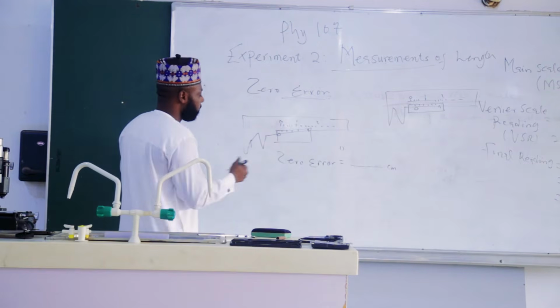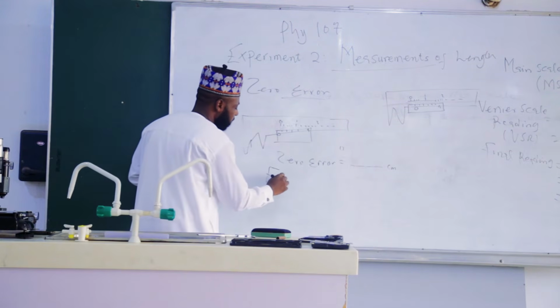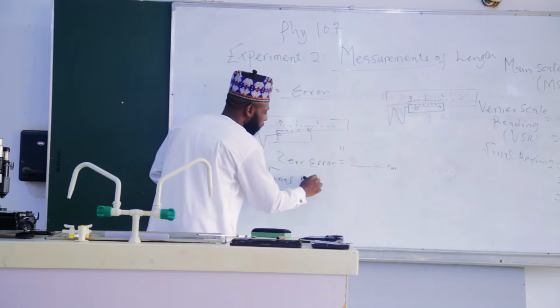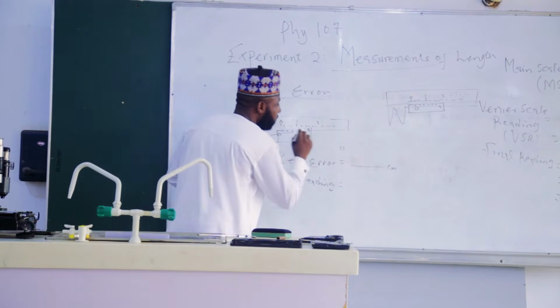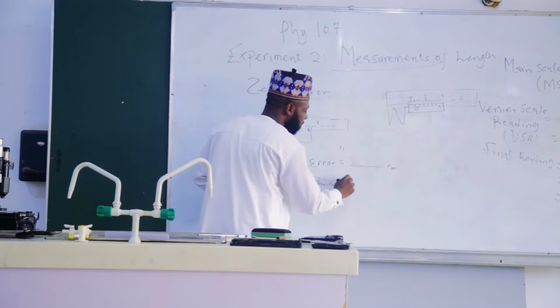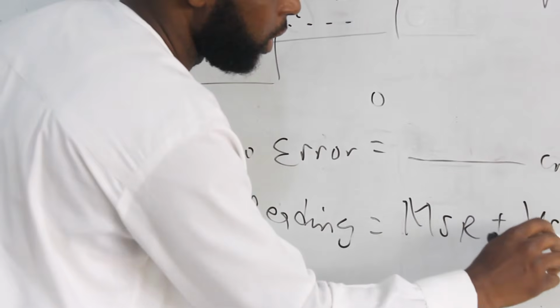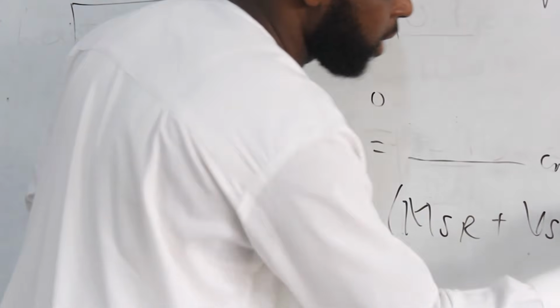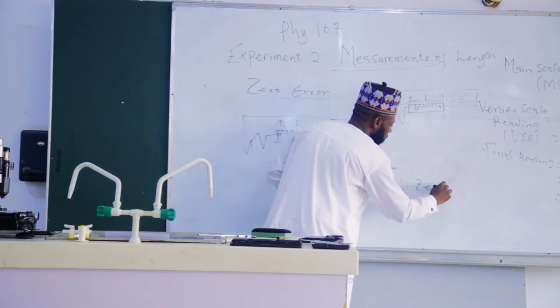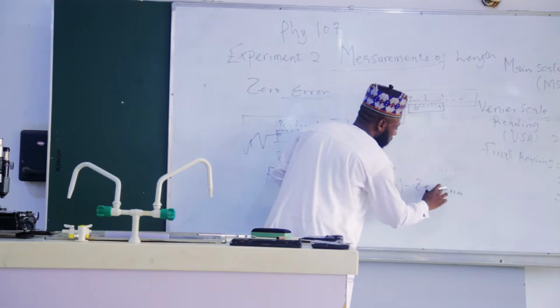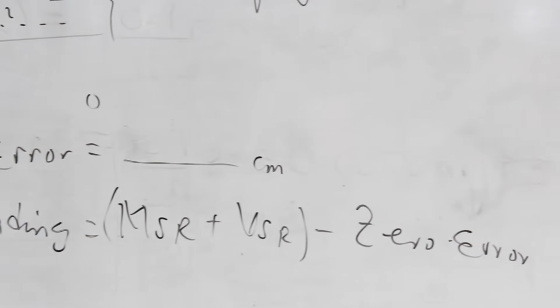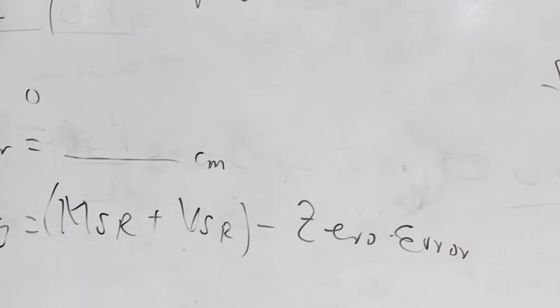With that, then your final reading that you obtained from the addition of the main scale reading plus the vernier scale reading, you now subtract the zero error from it. So that is what your final reading will look like.